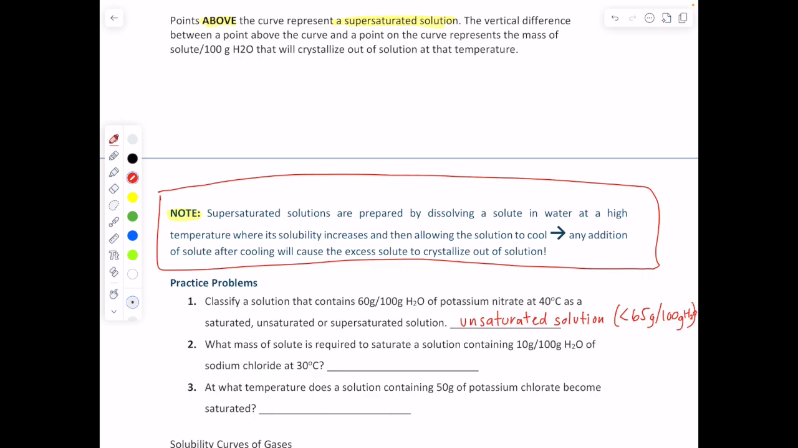Question number 2. What mass of solute is required to saturate a solution containing 10 grams per 100 grams of water of sodium chloride at 30 degrees Celsius? So the solution already contains 10 grams. We need to know how much more we have to add at 30 degrees of sodium chloride in order to make it saturated. Let's find out the saturation level of sodium chloride at 30 degrees.